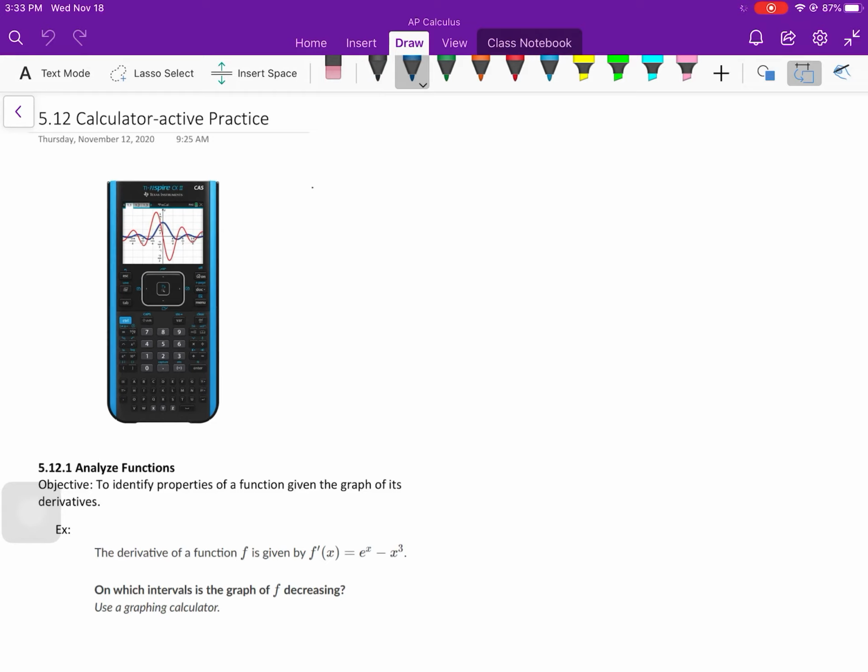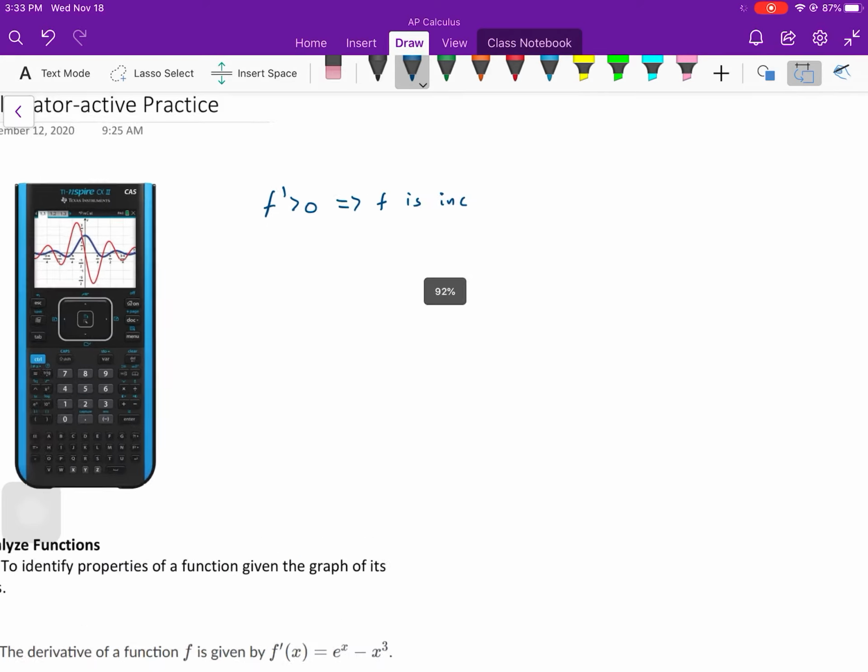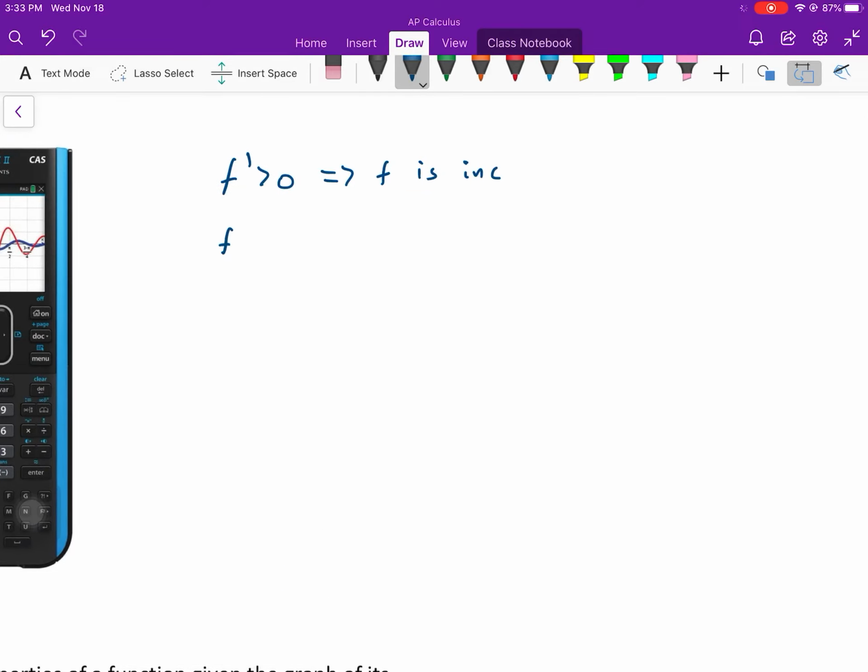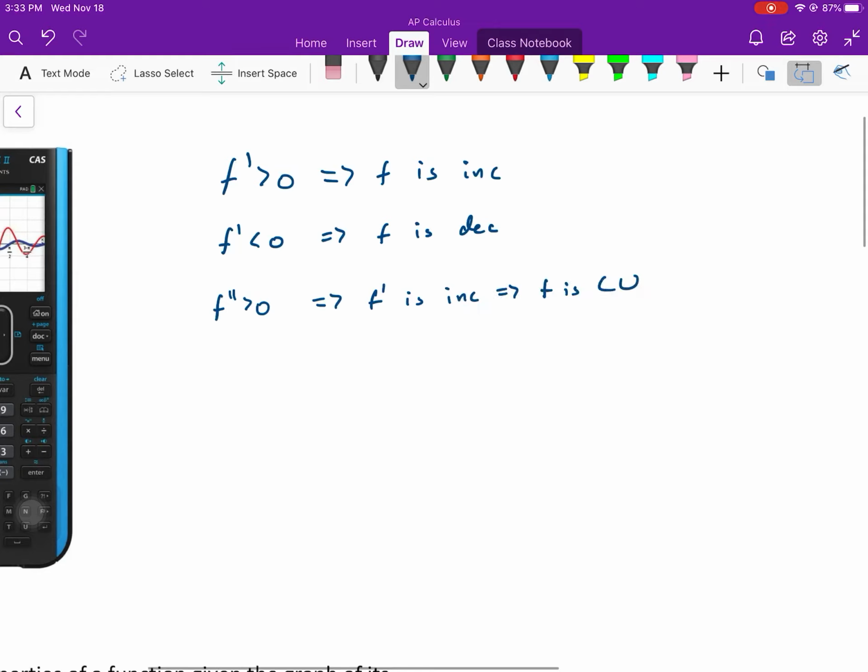But what if they give you f prime? We're bringing back that same old thing. If f prime is positive, then f is increasing. I don't know how many times I have to write this year. And if f prime is negative, then f is decreasing. If f double prime is positive, then that tells you that f prime is increasing, which tells you that f is concave up.